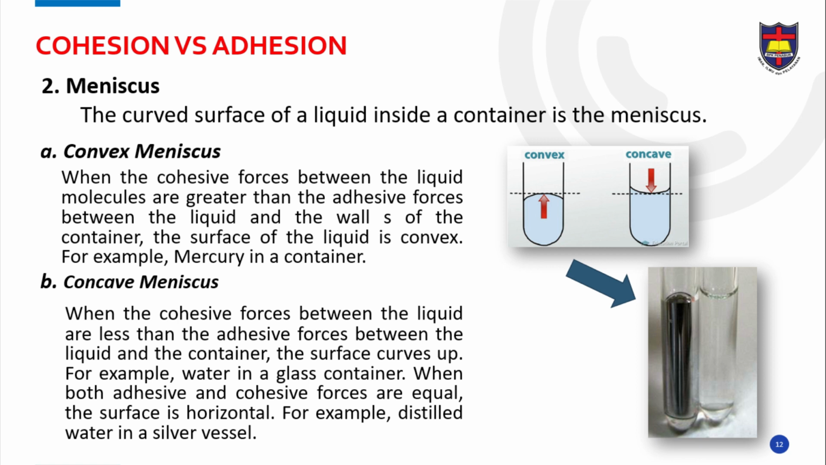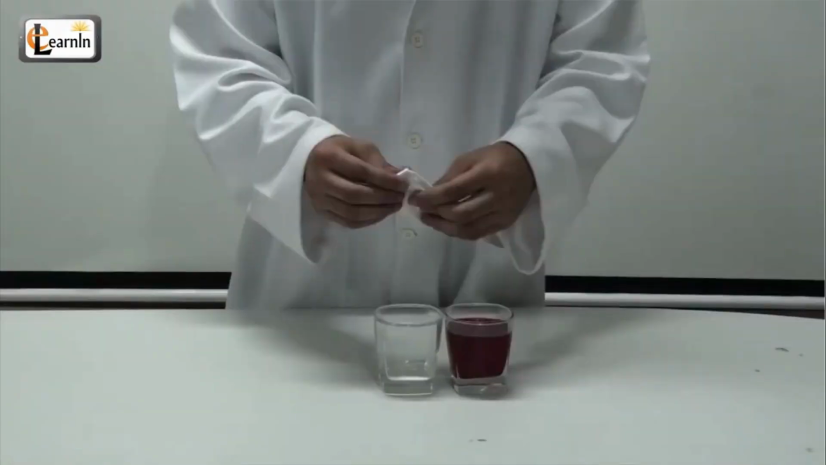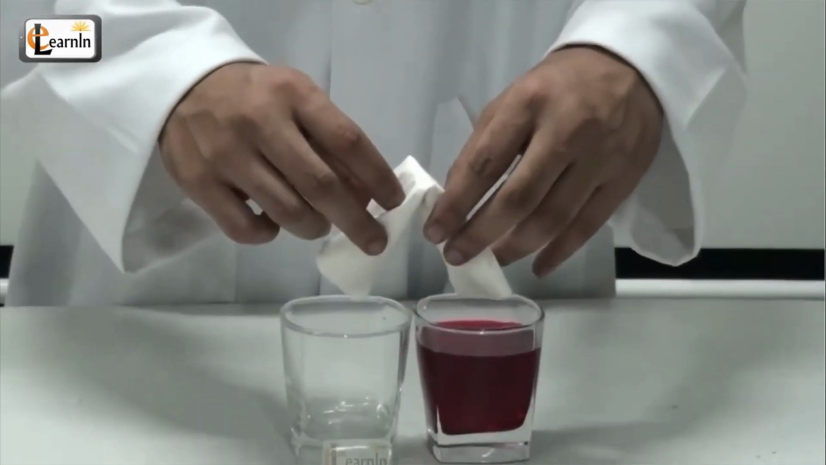But when both adhesive and cohesive forces are equal, the surface is horizontal. For example, distilled water in a silver vessel. Next, we talk about capillary action. Okay, let's take a look at the video first.